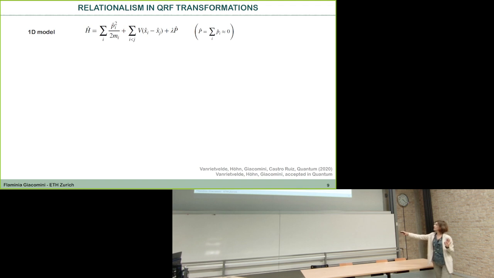So what we can do is to come up with an n-particle model, very simple, just a kinetic term plus an interacting Hamiltonian. It's in one dimension. And in addition, we add a constraint. This constraint is basically telling us that the total momentum of this n-particle system is 0.